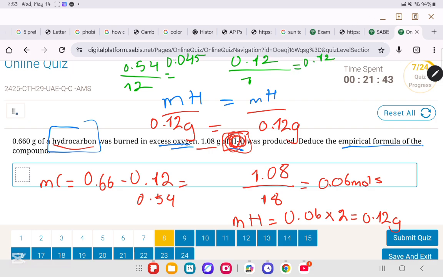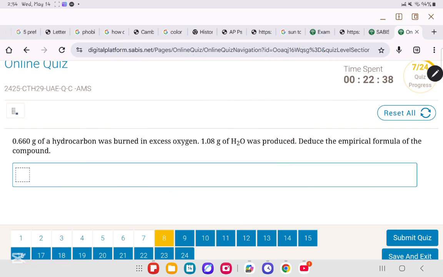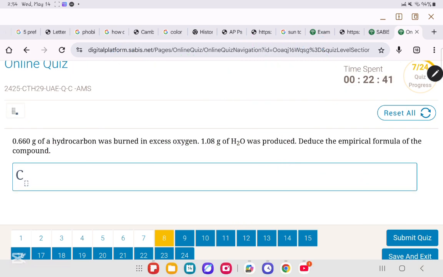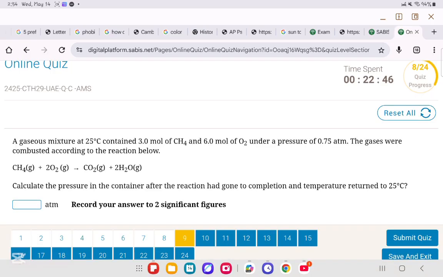Now we're going to divide by the smallest ratio, in this case 0.045. And you're going to get your answer. This was for carbon and this was for hydrogen over here. So the carbon is going to be 1 and hydrogen is going to be 8/3, but we cannot leave it as a fraction, so you can multiply both by 3. You will get that carbon has 3 atoms and hydrogen has 8 atoms. So it is C3H8.